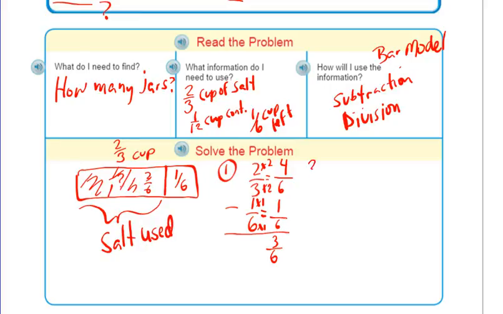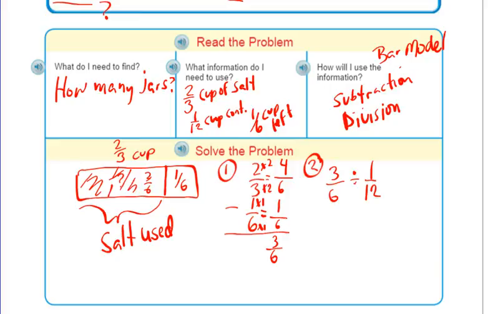There's the second step. I've done the subtraction. My second step here, I know that we have used 3/6 cup of salt. I divide that by the containers that I'm working with, which is the 1/12. So I've accounted for the 2/3 by subtraction. I've accounted for the 1/6 again by subtraction to find that remaining amount of 3/6.